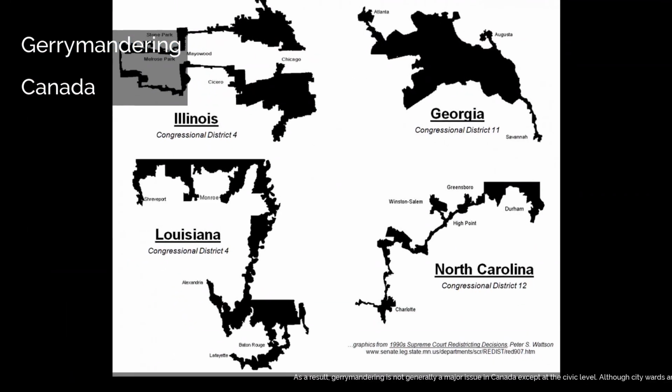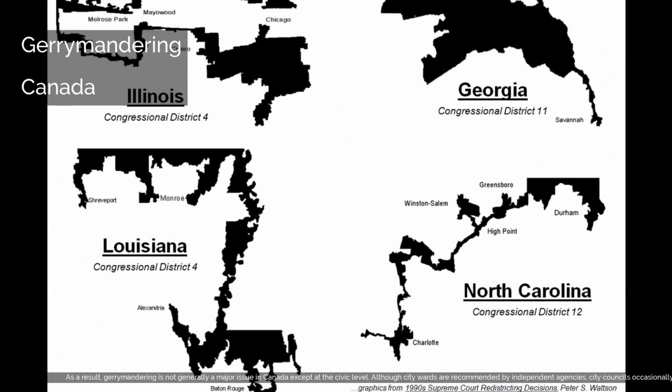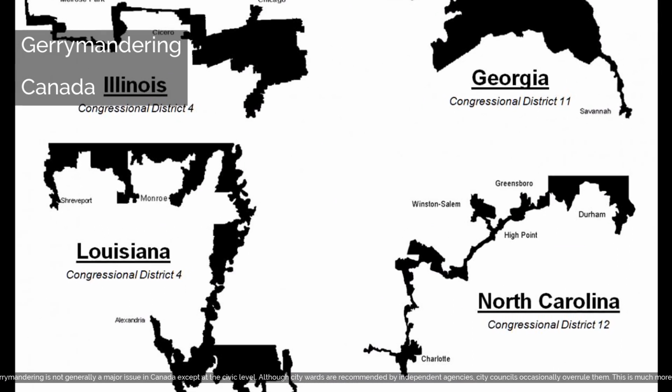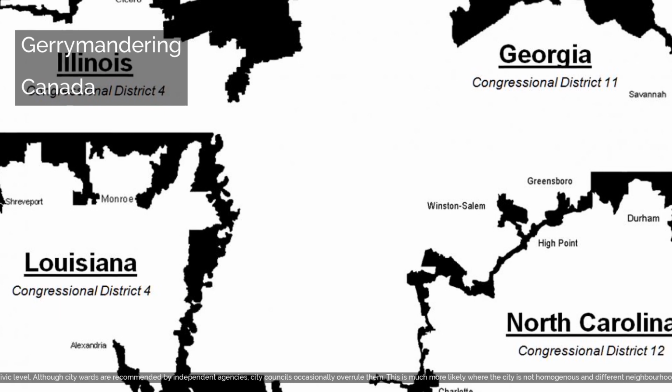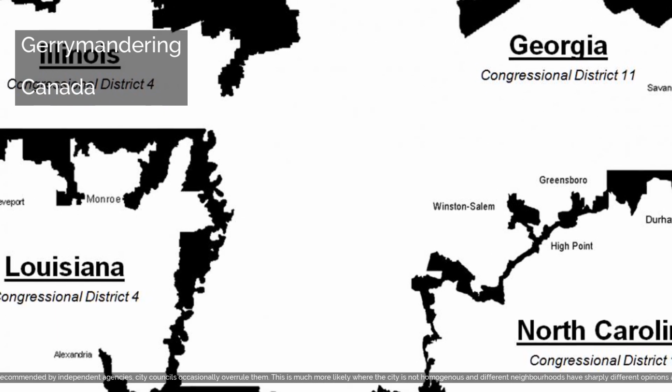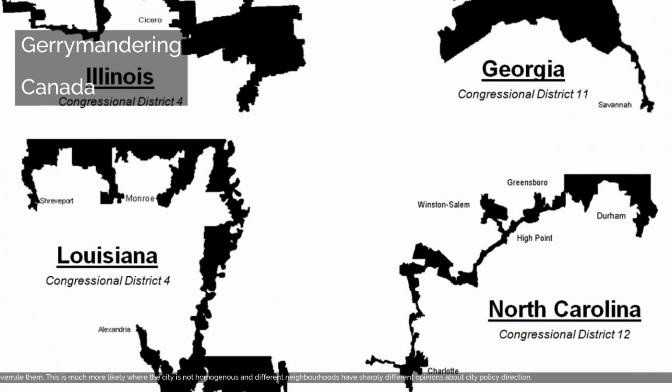As a result, gerrymandering is not generally a major issue in Canada except at the civic level. Although city wards are recommended by independent agencies, city councils occasionally overrule them. This is much more likely where the city is not homogeneous and different neighborhoods have sharply different opinions about city policy direction.